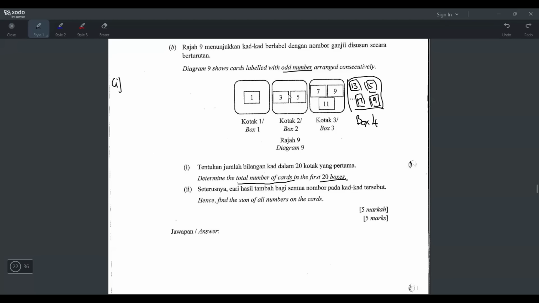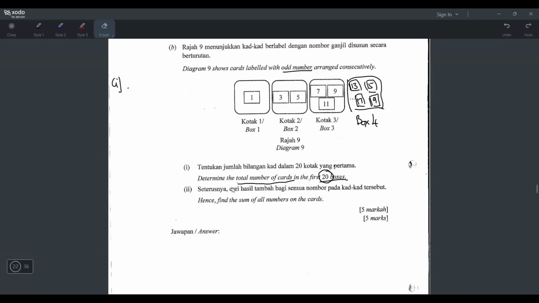The second box has 2 cards. The third box has 3 cards. The fourth box has 4 cards. So can I just write 20 boxes, 20 cards? Wrong. Wrong. Why wrong? Because read the question carefully. Its question is not to find the number of cards in the 20th box.